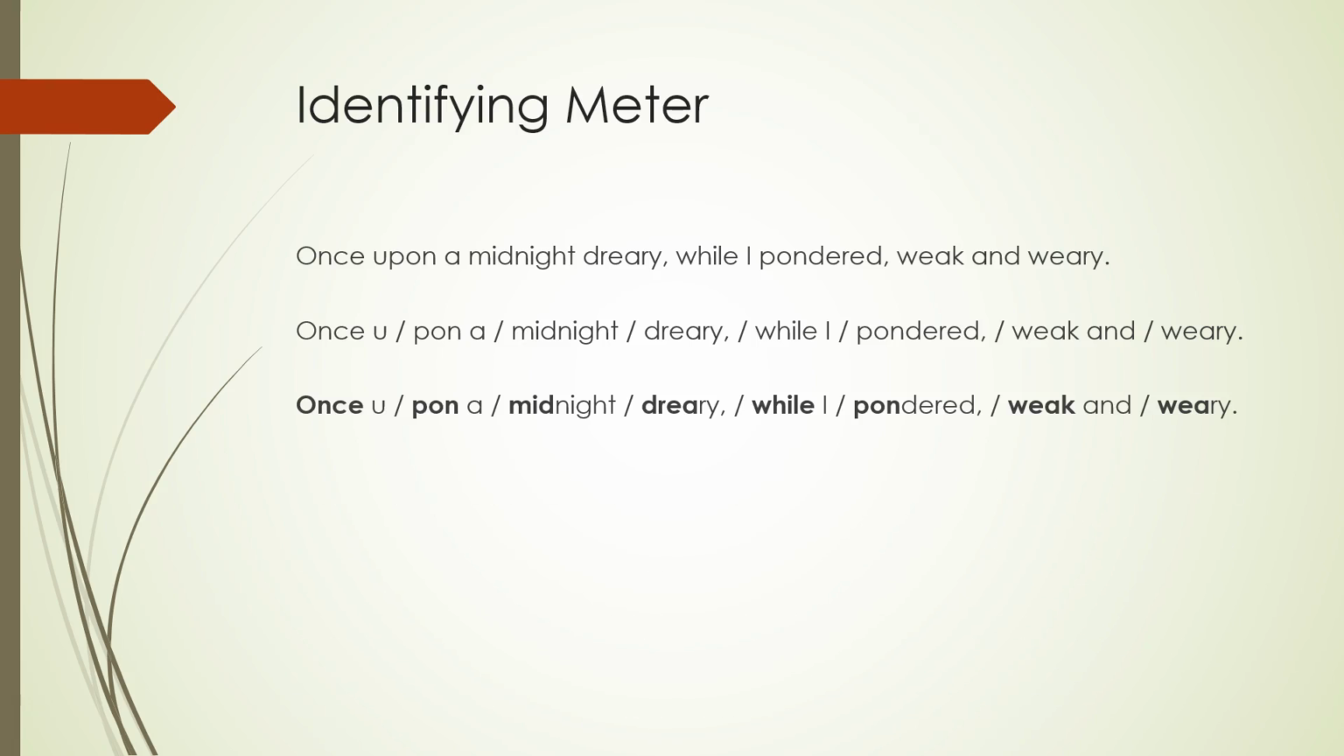And then I can mark where the stressed and unstressed syllables are. And this time I have stressed, unstressed, stressed, unstressed. And I have 8 feet per line, making this 8 trochaic feet, or trochaic octameter.